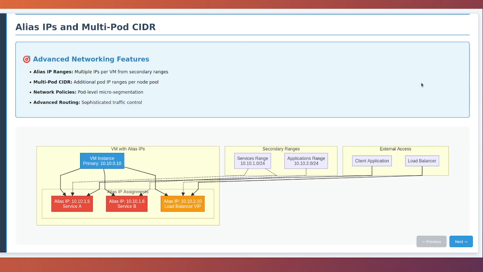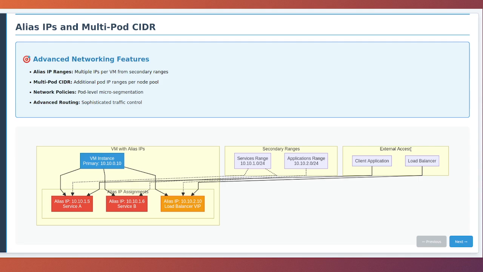This isn't just about having multiple network interfaces. It's about having multiple IPs on the same interface, all coming from secondary ranges defined on your subnet. Think about why this is powerful. In traditional networking, if you wanted a virtual machine to serve multiple services with different IP addresses, you'd need multiple network interfaces or complex routing. With alias IPs, you can assign dozens of IP addresses to a single virtual machine, each serving a different purpose.